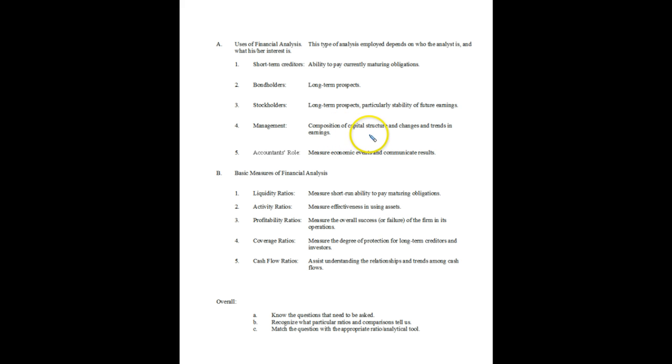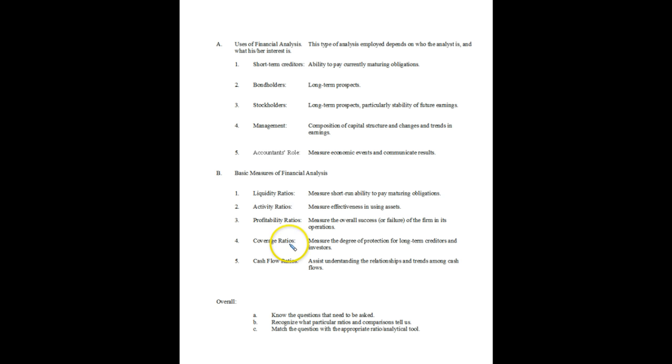Management focuses on the composition of the capital structure, changes and trends in earnings, and all of that directly influences how capital projects will be financed, right, with debt or equity. And then the accountant's role, our role, is to measure these economic events and communicate them. But in order to do that, we have to understand what we're measuring. So it does presume not only that we prepare the statements, but we interpret the results as well. So we have to understand how to analyze the financial statements in order to make those communications.